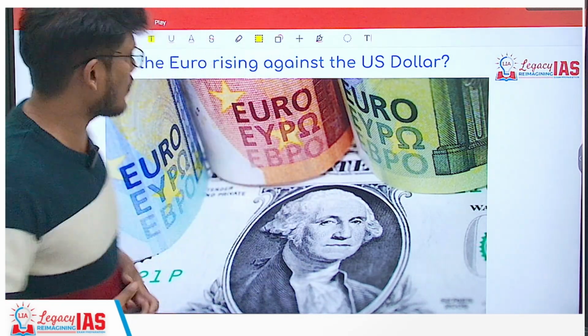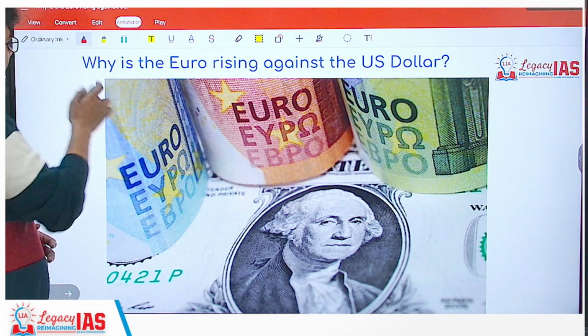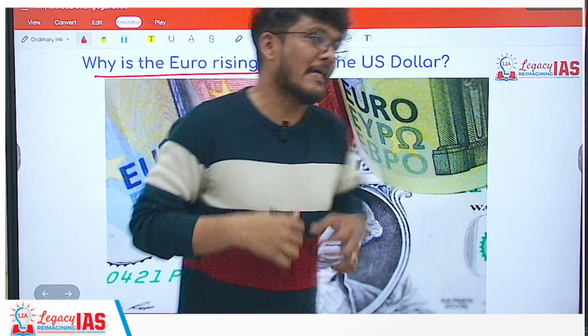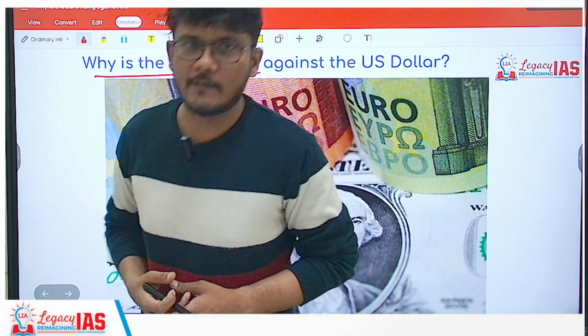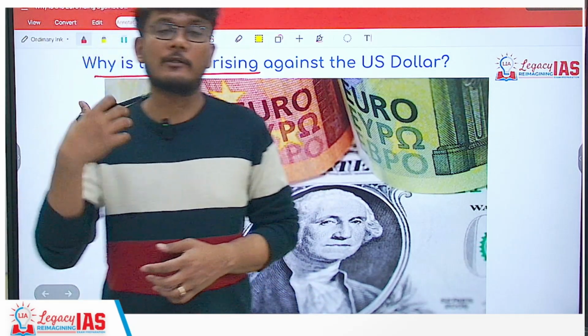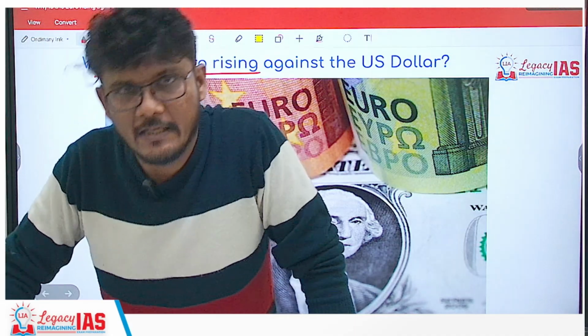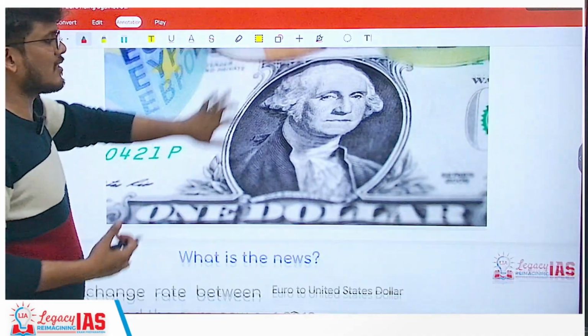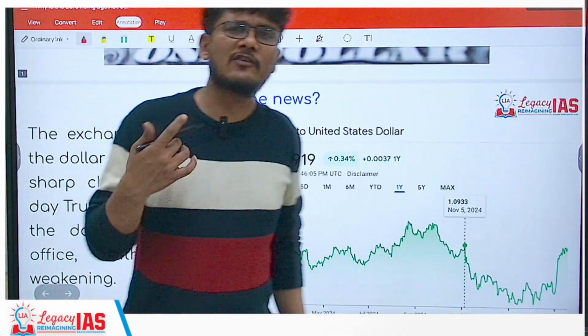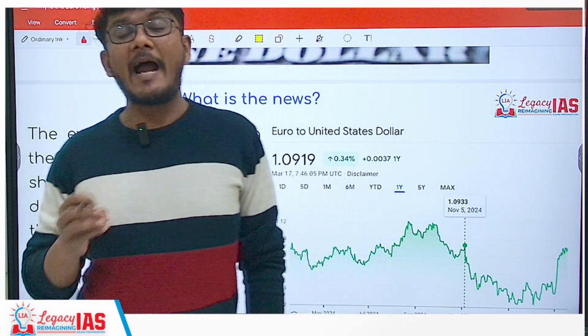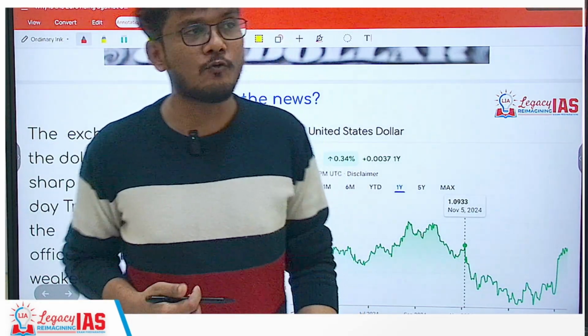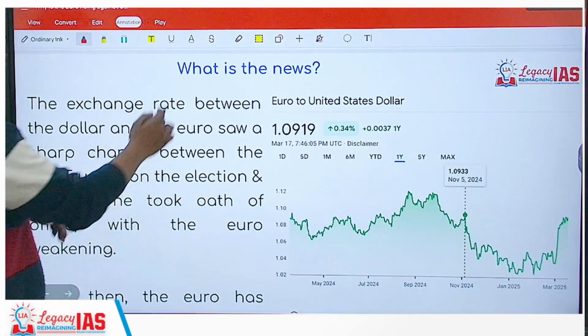In this lecture of current affairs, we'll be seeing as to why the euro is rising against the dollar. That means the euro is becoming stronger, or correspondingly you can say that the dollar is becoming weaker. So we'll see what the scenario is. Was that the case throughout? We'll see that and the reasons behind it and what the future holds. So what is the news all about?